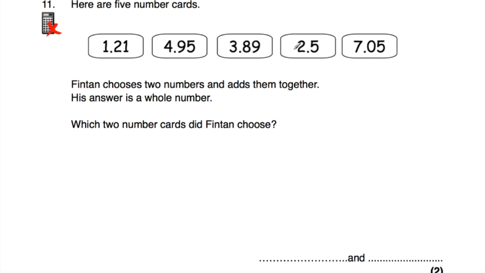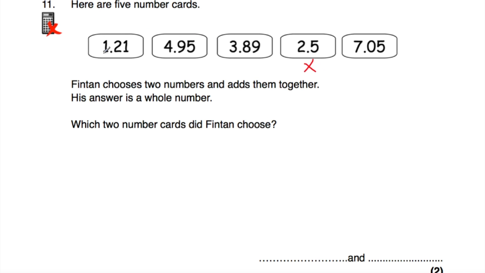So let's start off by looking at the 2.5. If we were to add 2.5 to something to get a whole number, the other number must end in 0.5 as well, because obviously if we get a half and a half, they would have to add together to be a whole. So we'd need another number such as 7.5 or 9.5 or something like that. But there's no other number here that would end in a 0.5. So that means that this one can't pair up with any other number.